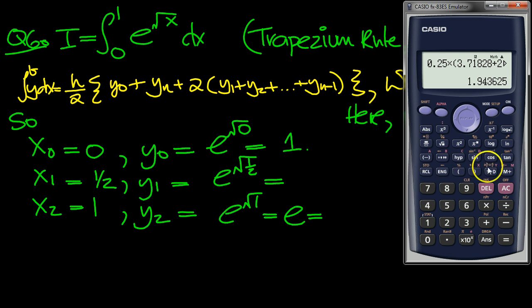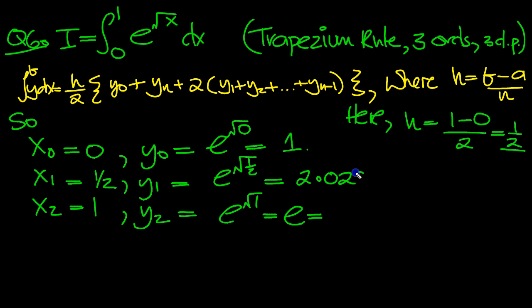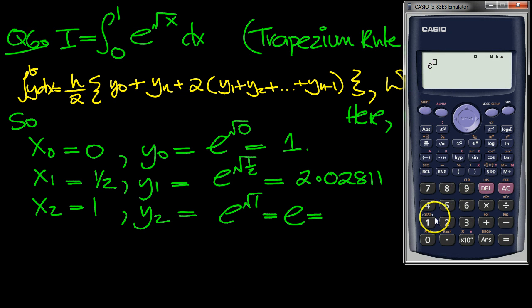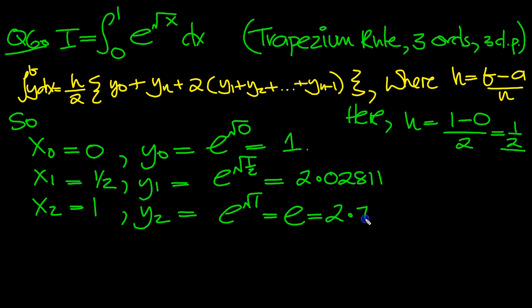So let's get our calculator then, and now let's put them in. e to the square root of a half. So shift e, square root, 0.5. Put in 0.5. That gives 2.02811, worked to 5 dp, because our answer needs to be to 3 so we need sufficient margin of error. So 2.02811. And then we need to work out e to the power 1. So let's go to our calculator again and do shift e to the power 1 equals 2.71828. There we go. So there's our values then.